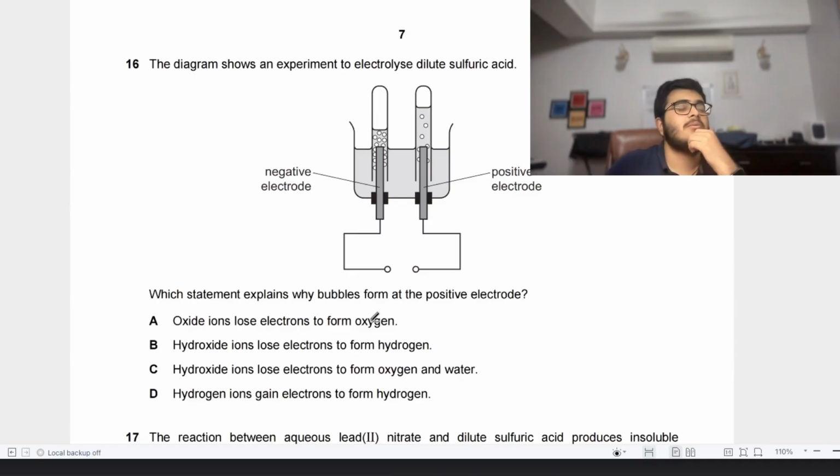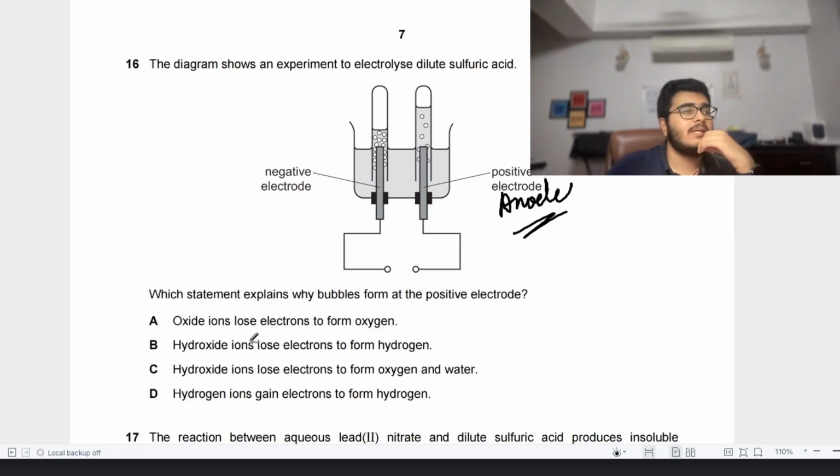Question number 16 related to electrolysis. Which statement explains why bubbles form at the positive electrode? So there's a bubble from the positive electrode, which is the anode. So which means there has been some anion attracted to it. We all know in this case, you need to learn whenever we have dilute sulfuric acid and water, hydrogen atoms are going to win the race.